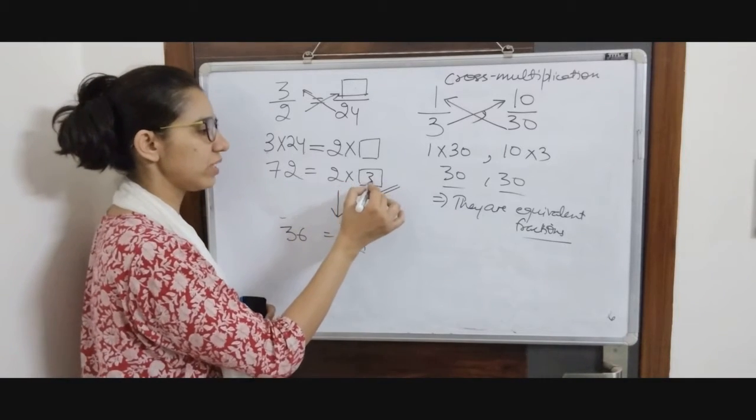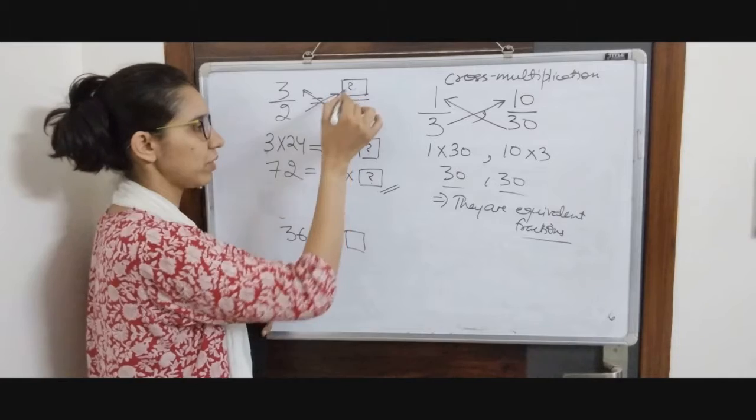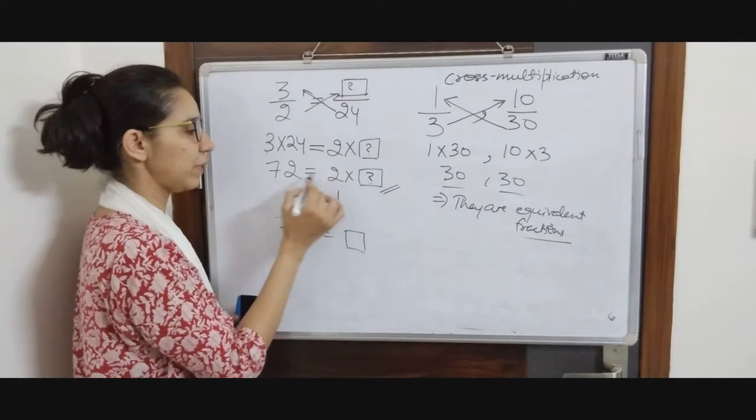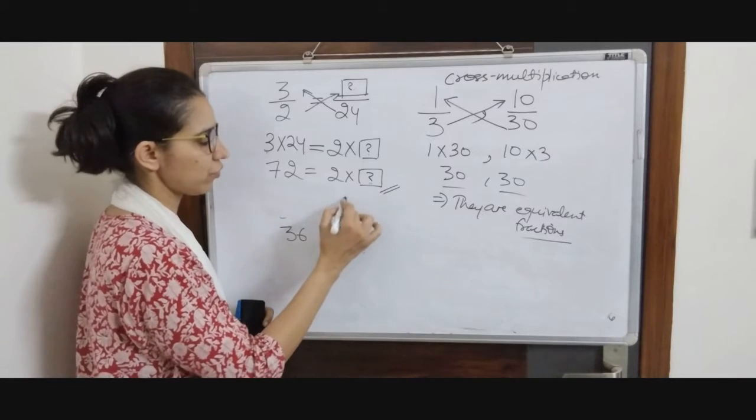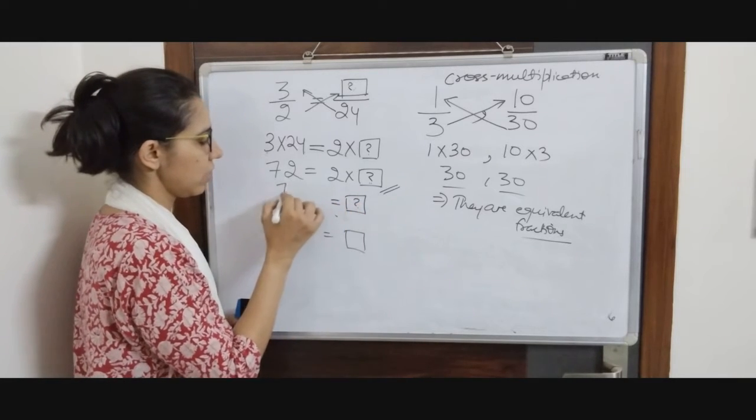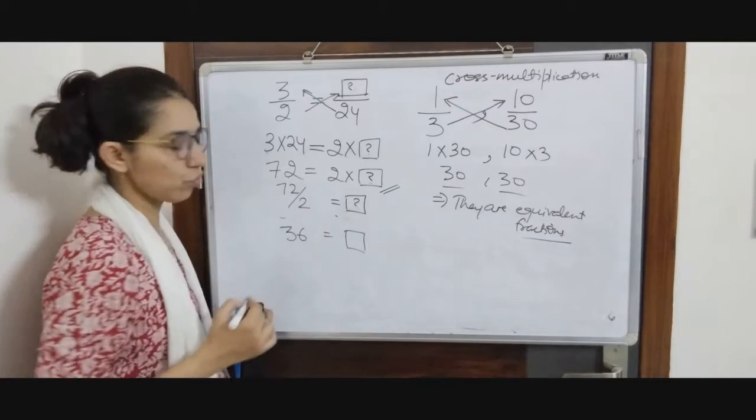Or you can write directly from this step. You have to find out this number. By what number we should multiply 2 to get this one? It means that we have to find out the number by dividing 72 by 2.